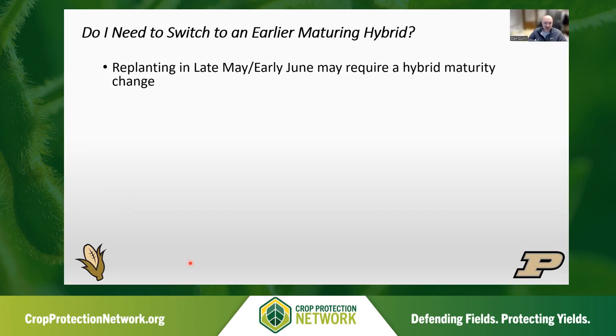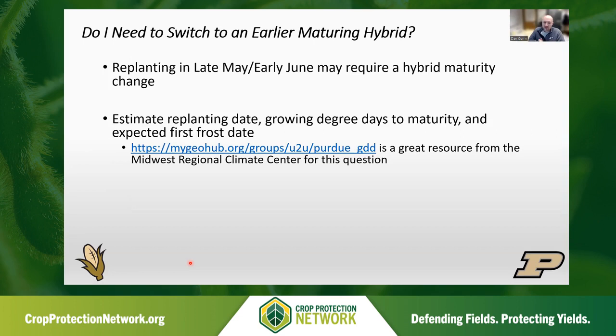So do I need to change the overall maturity of that hybrid? And there are some good resources out there to help you make this decision. I think the first part is, okay, if you're making the decision that we need to replant, what is the estimate on the date that we are going to make that replant? Is it June 1st? Is it May 25th? Try and get an estimate on when that replanting date will occur.